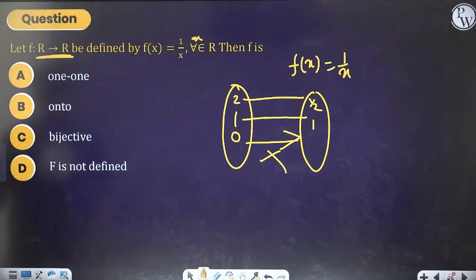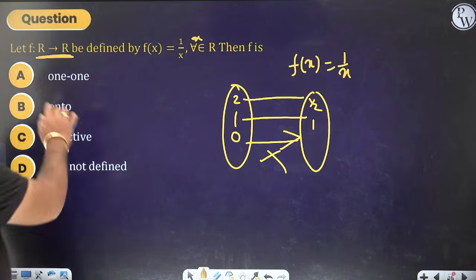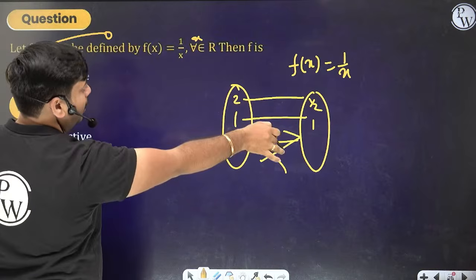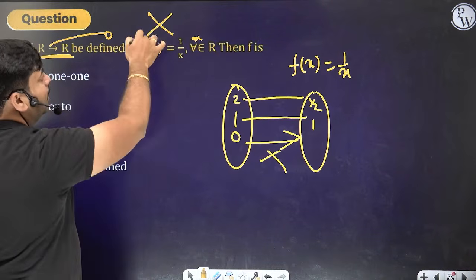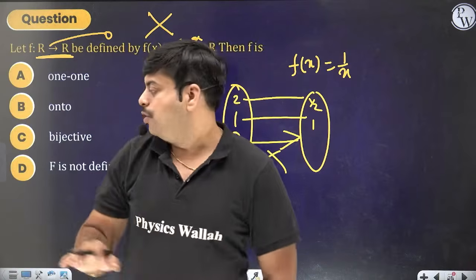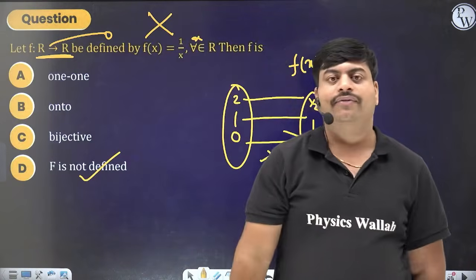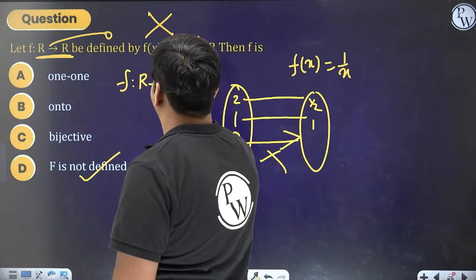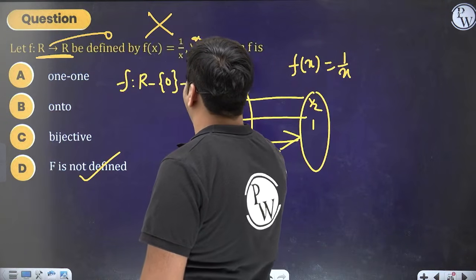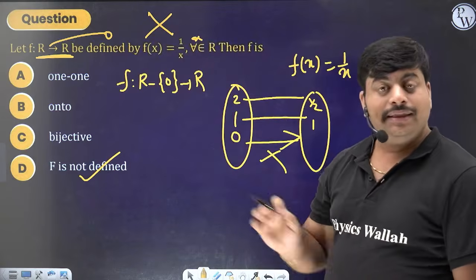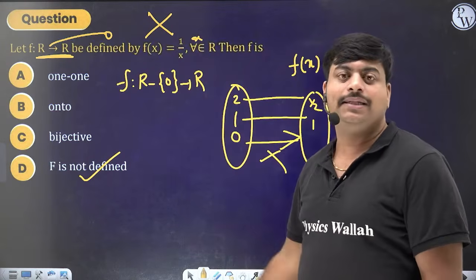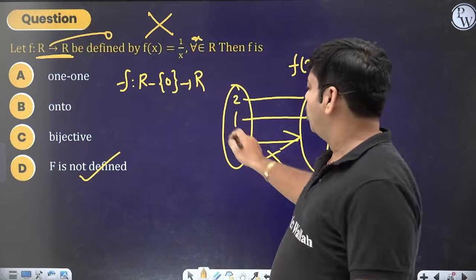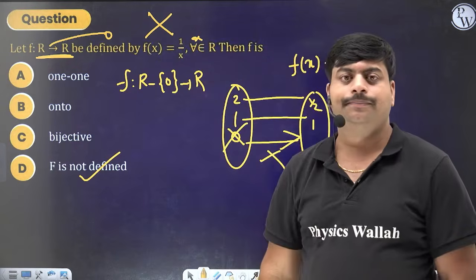Be quick. Okay, so in this R to R, there is an element 0 for which the function is not defined. It is enough to say that this function is not defined. Had it been given as f running from R minus {0} to R, then we could move forward to say whether it is 1-1 or onto or bijective, because 0 will not be there in the domain, so no need to worry about that.